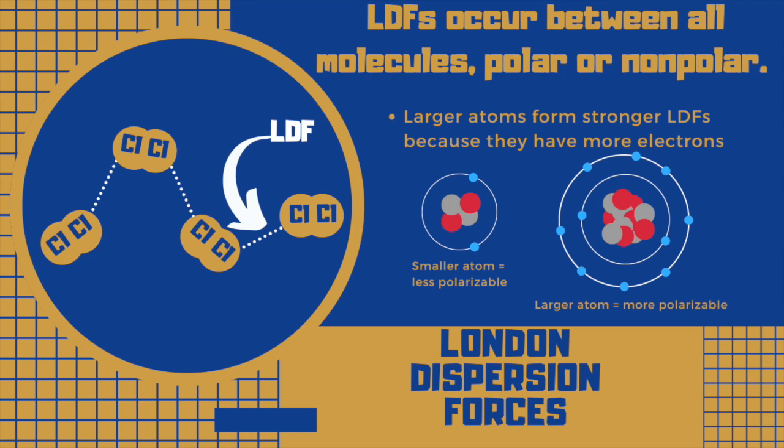Larger molecules form stronger LDFs. This is because molecules with larger radii have more electrons. Electrons near the outside of the molecule are not as strongly attracted to the positively charged nucleus and can more easily form instantaneous dipoles. The ability for the electrons to more easily form instantaneous dipoles is called polarizability. For example, the molecule C2H6 is more polarizable than CH4. Therefore, C2H6 forms stronger LDFs.